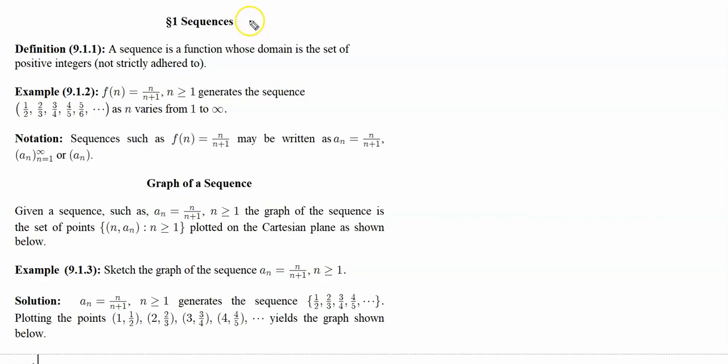Hello. In this lesson, we're going to go over the study of sequences. Sequences are important because, after we study sequences, this will lead to the discussion of series. And then after we have a good understanding of series, that will lead us into power series. And from power series, we will begin the study of Taylor series.